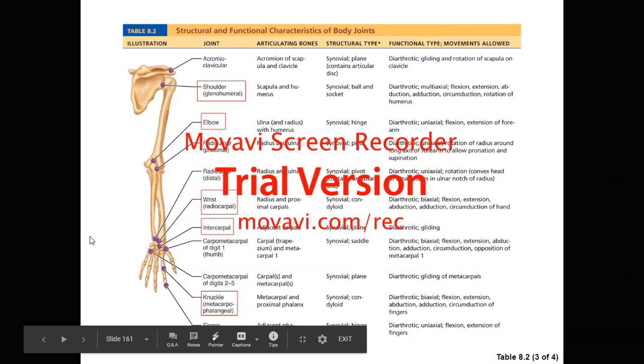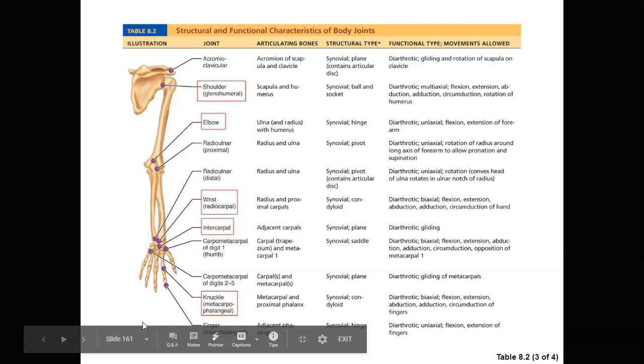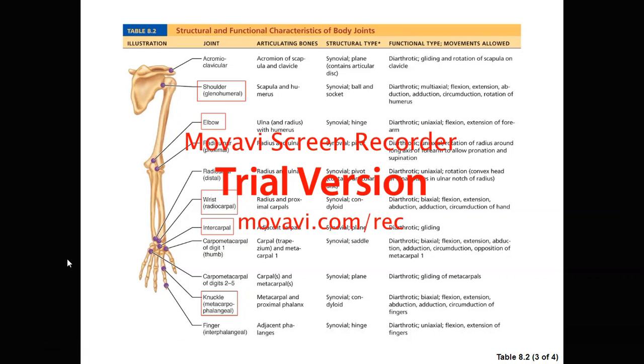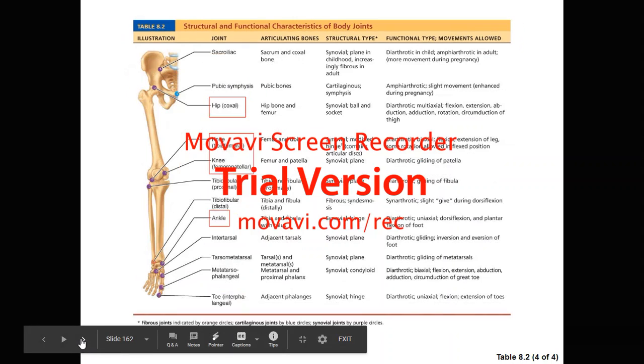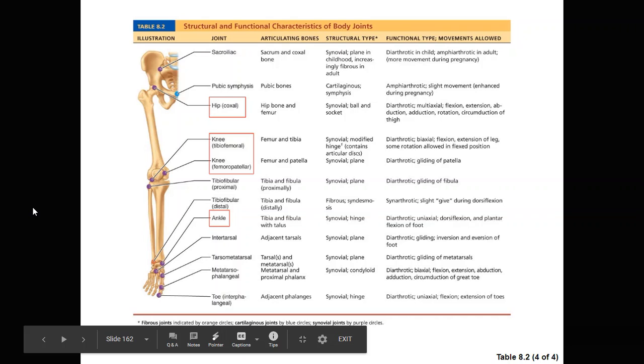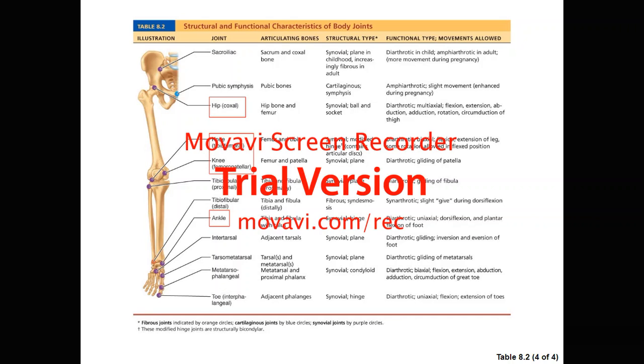Shoulder, elbow, wrist, intercarpal, metacarpal, phalangeal. We talked about all of those already, but this table summarizes it. It has everything so that you can see everything you need to know in one place. And then the hip joint, knee, ankle. Again, some of these we may not have talked about, but it's still in this chart and it still summarizes it for you.